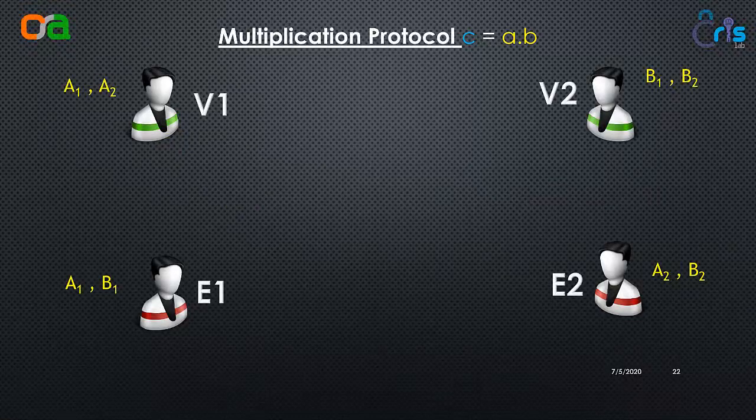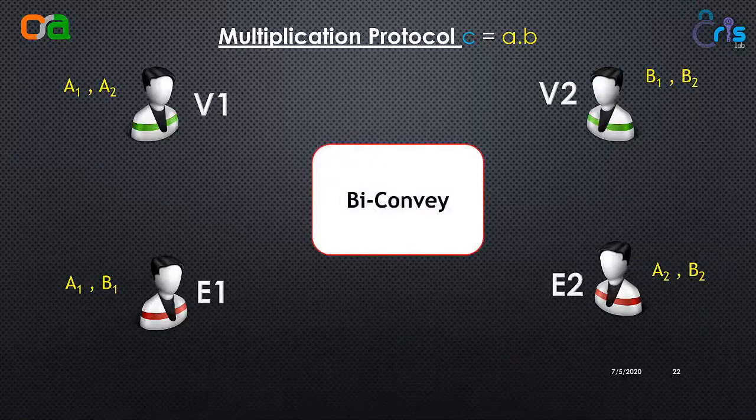Each of these four terms is always available with two parties. For example, A1 is present with party V1 and party E1. Similarly, value A2 is present with party V1 and party E2, and the same can be said for B1 and B2. Now that we have copies of these values with two parties, we can call our biconvey primitive. V1 and E1 input their value A1 to the biconvey primitive, V2 acts as the helper, and E2 gets A1. The same procedure follows for A2, where V1 and E2 feed in A2 to the biconvey primitive, V2 acts as the helper, and E1 gets A2. The same procedure follows for B1, and a very similar procedure is followed for B2 as well.